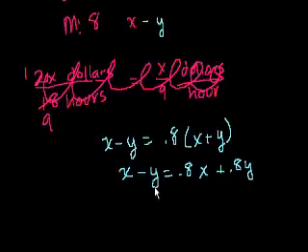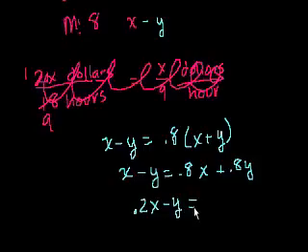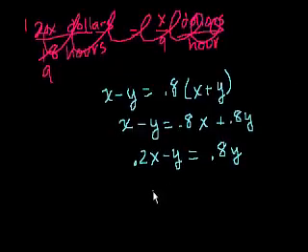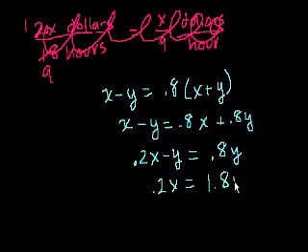They want to know what John was paid in advance. That's X, so they just want to know what X is in terms of Y. Let's subtract 0.8X from both sides. You get 0.2X minus Y is equal to 0.8Y. Then add Y to both sides: 0.2X is equal to 1.8Y. Multiply both sides by 5 and you get X is equal to 9Y. And that is choice E.